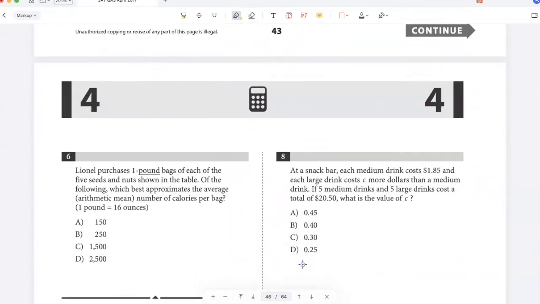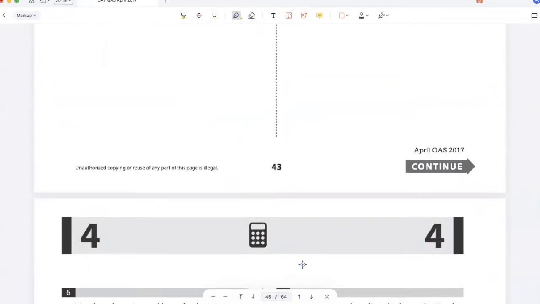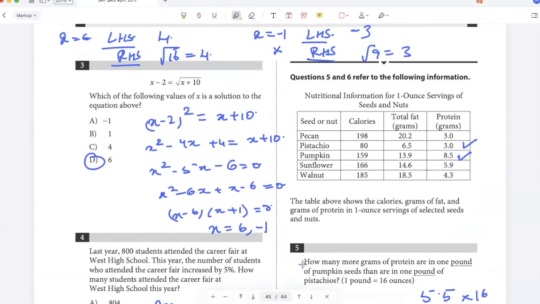Okay, Lionel purchases 1 pound bags of each of the 5 seeds and nuts shown in the table. Of the following, which best approximates the average number of calories per bag? Okay, average number of calories. So let's first find the average in 1 ounce. So let's just add all of these.